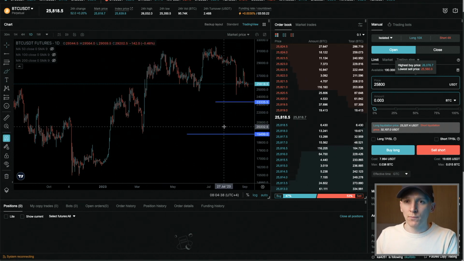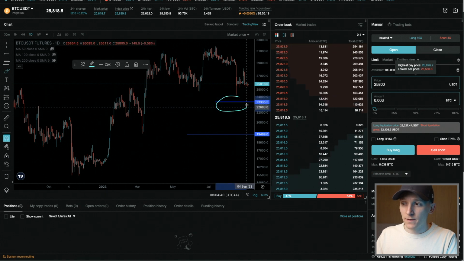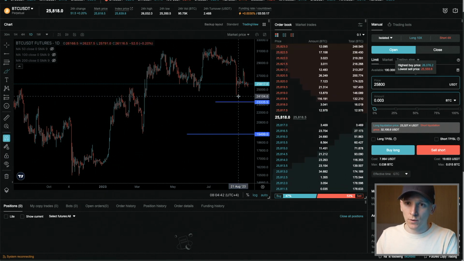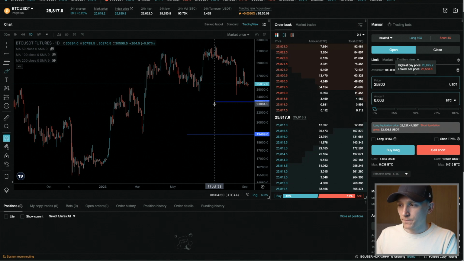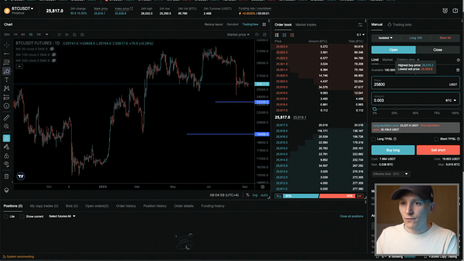So which one is more risky? Well, this one is more risky because there's a higher chance of you getting liquidated because it's closer to the current price. So of course, leverage increases the risk in that respect. In terms of the money that you are risking, it's the same amount because the trade value is the same, the total trade value.